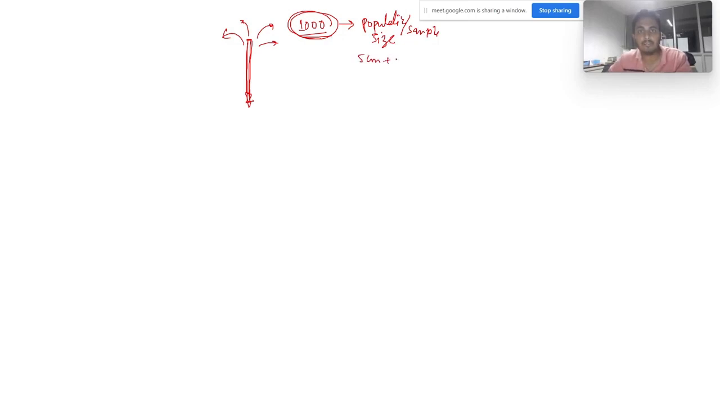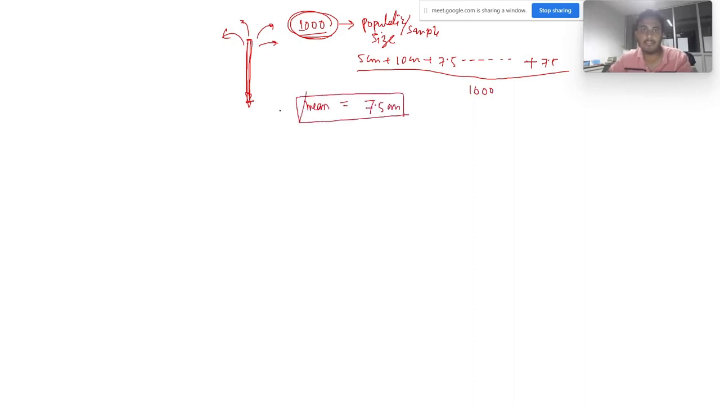Some pencils are 10 centimeter, some pencils are like 7.5. Like that, you add all those 1,000 pencils and you divide by 1,000. So you get a measure, right? That's what is called the mean. Probably you get something like 7.5 centimeter, and that is basically the average or the mean. It's a very common thing, everyone knows this.